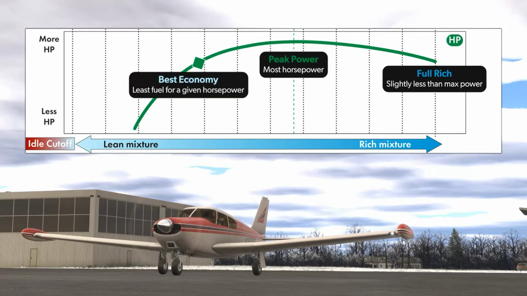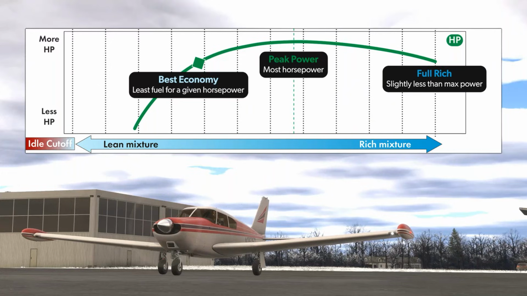Continue moving to the lean side of the chart, and we get to a point that we'll call best economy. This is the least fuel for a given horsepower. So this is where we're maximizing for economy. And we're just conceptualizing this at the moment. We'll quantify things in a moment.